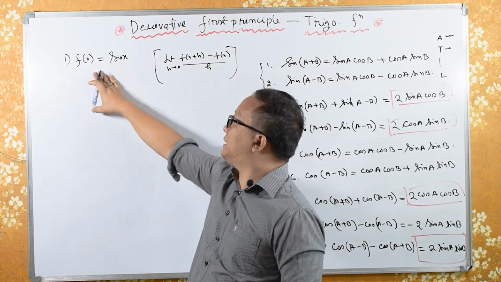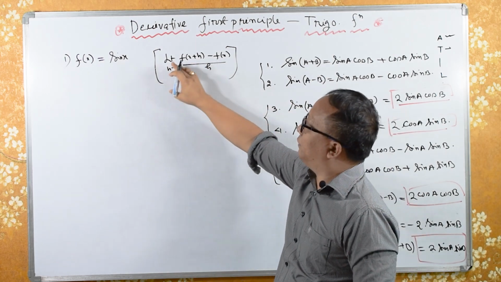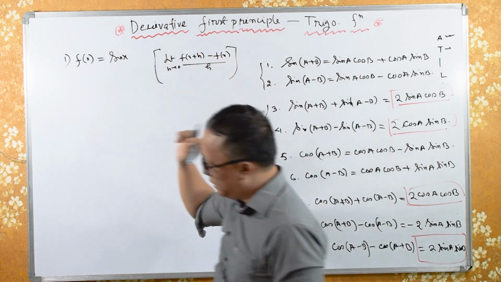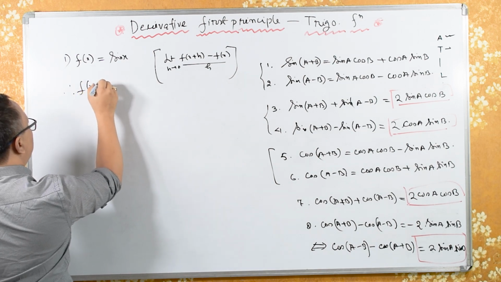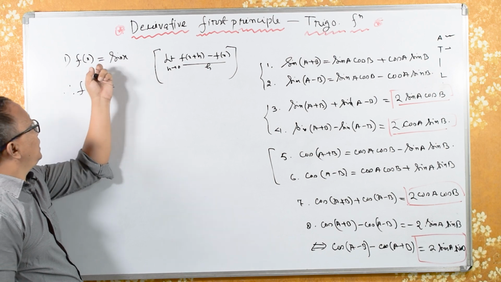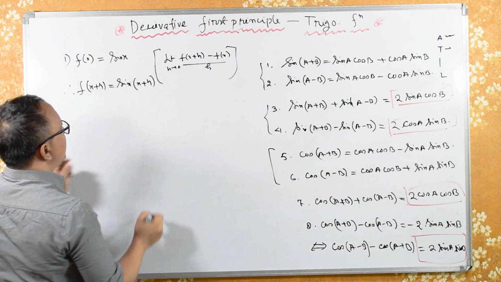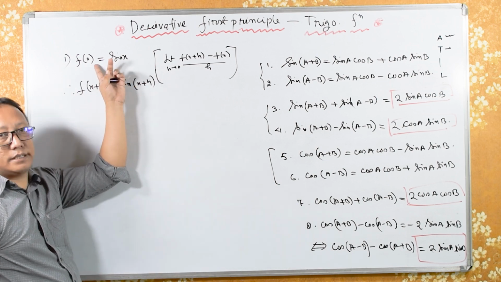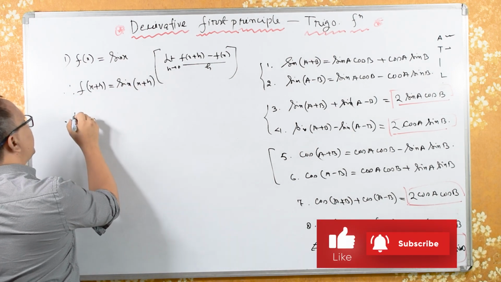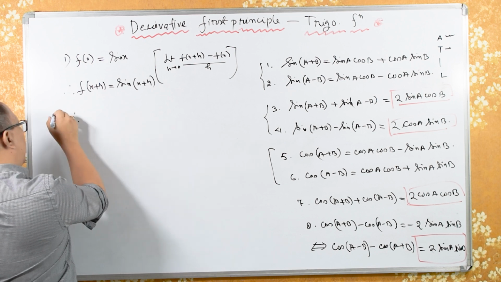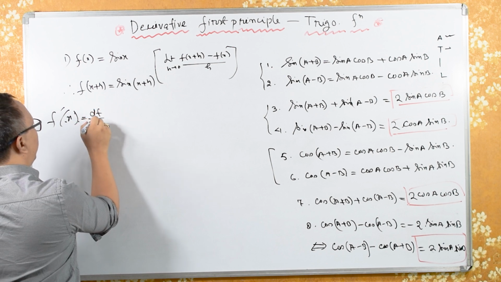Now since f of x is given as sin x, we need to find f of x plus h, and then find the limit of all this. Since f of x is this, f of x plus h will be what? Instead of x, you have to put x plus h. This is the same as sine of x plus h. So this will be f dash x, or you can say dy by dx, or df of x by dx.